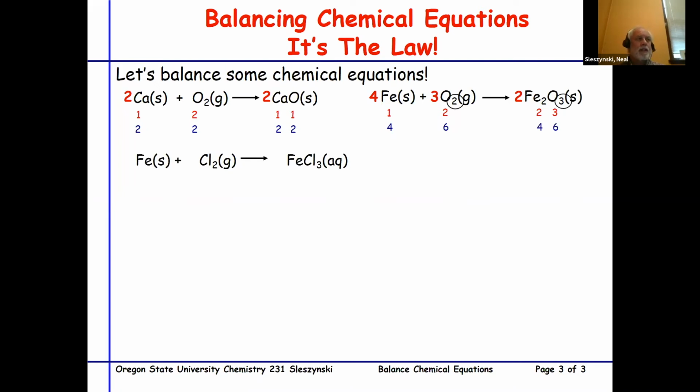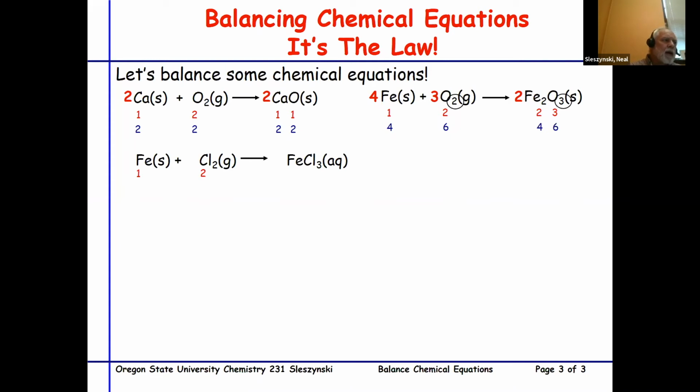Let's take a look at a similar reaction where we're going to react iron with chlorine gas rather than gaseous oxygen to give us, in aqueous solution, iron chloride.